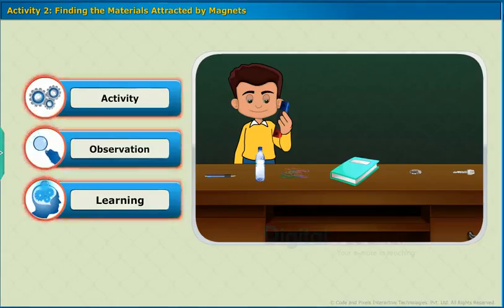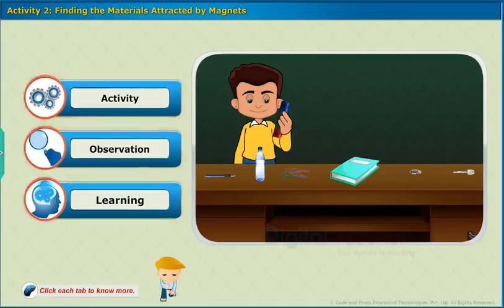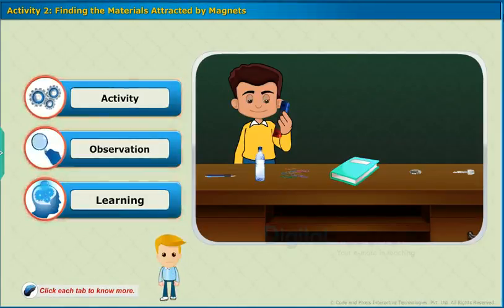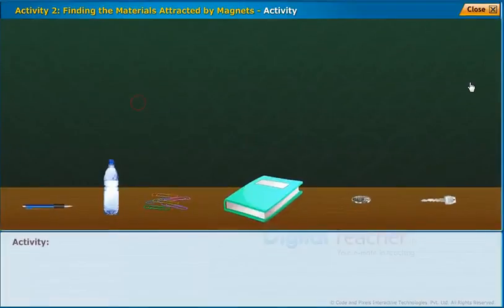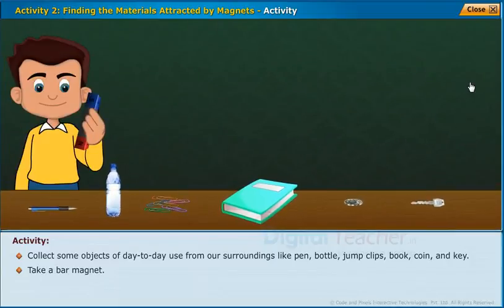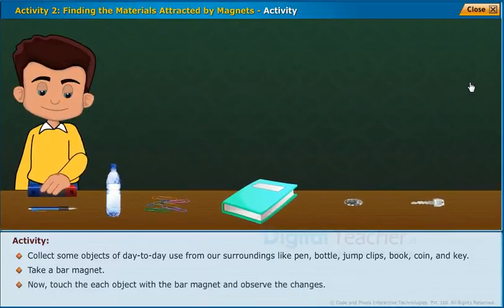Here, let us do an activity to find the materials attracted to the magnets. Click each tab to know more. Collect some objects of day-to-day use from our surroundings like pen, bottle, jump clips, book, coin and key. Take a bar magnet. Now, touch each object with the bar magnet and observe the changes.